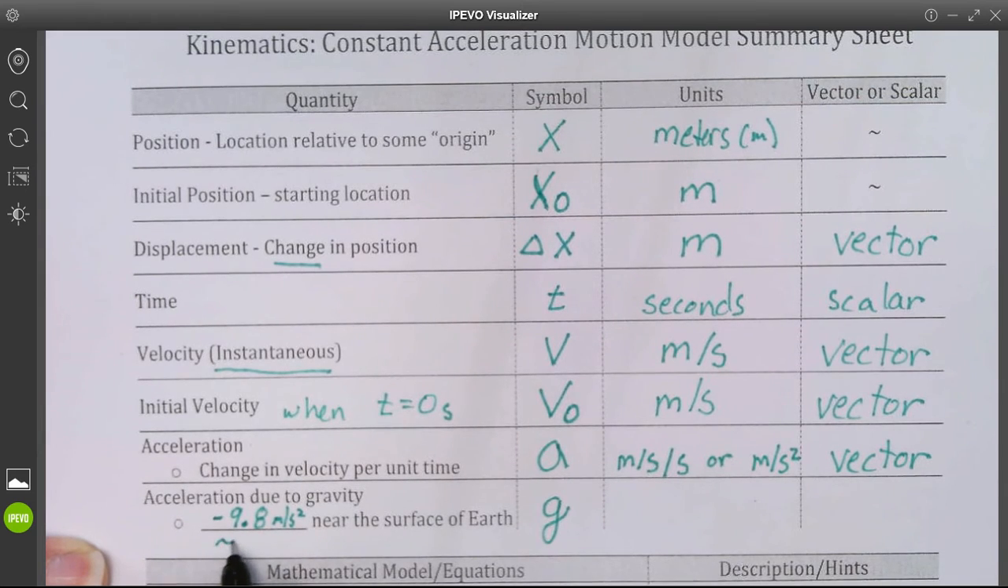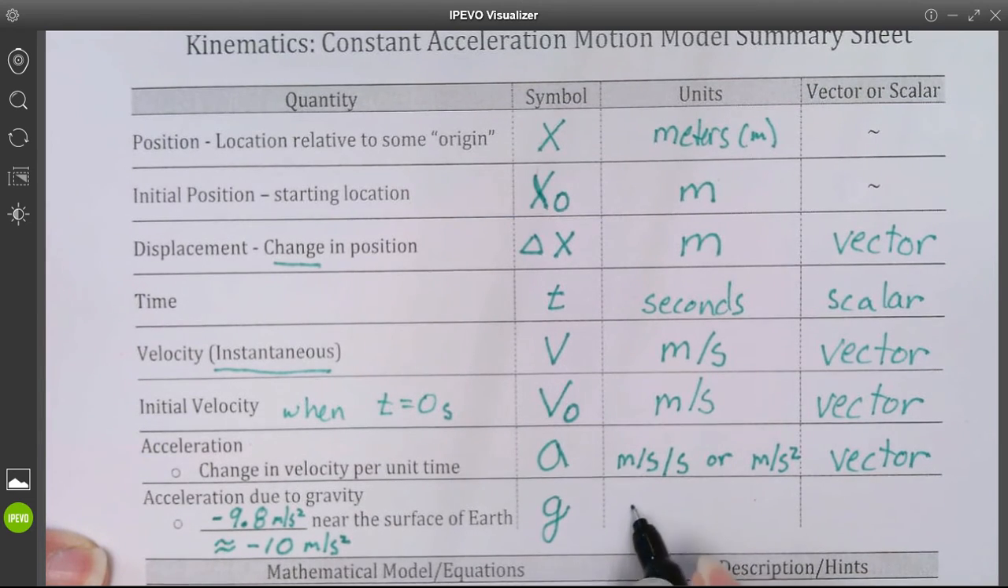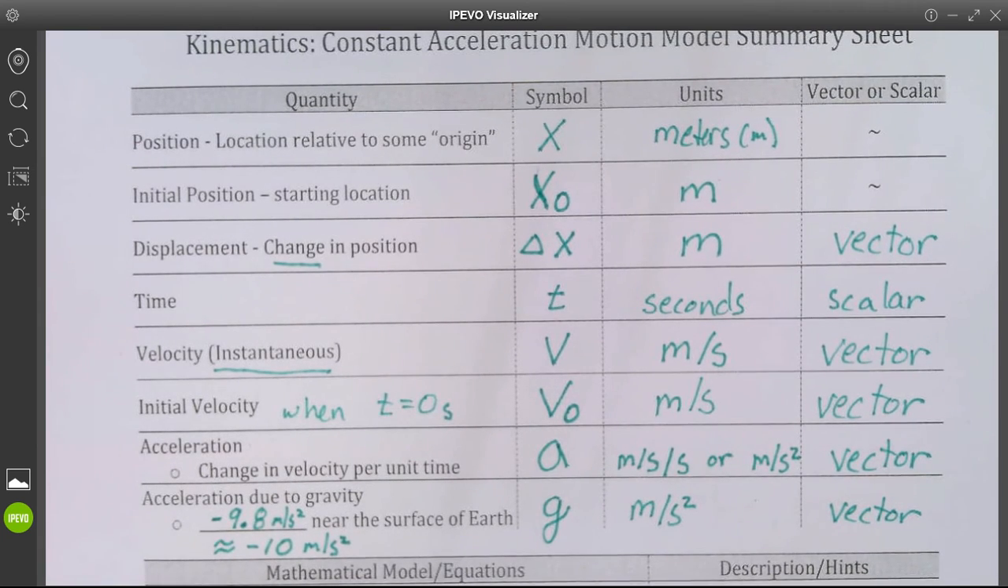We can also approximate this to about negative 10 if we don't want to be super precise, if we just kind of want to get a rough idea. And just like regular acceleration, the units are in meters per second squared. And just like regular acceleration, it's still an acceleration, so it is still going to be a vector. Okay, so that gives you an idea and an overview of the main symbols and quantities that we are looking at when we study constant acceleration.